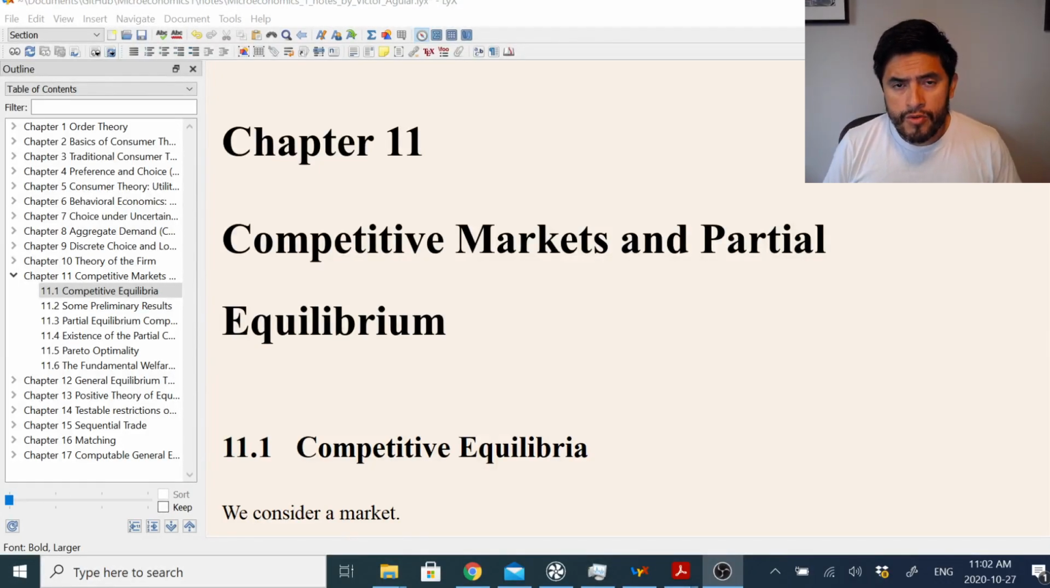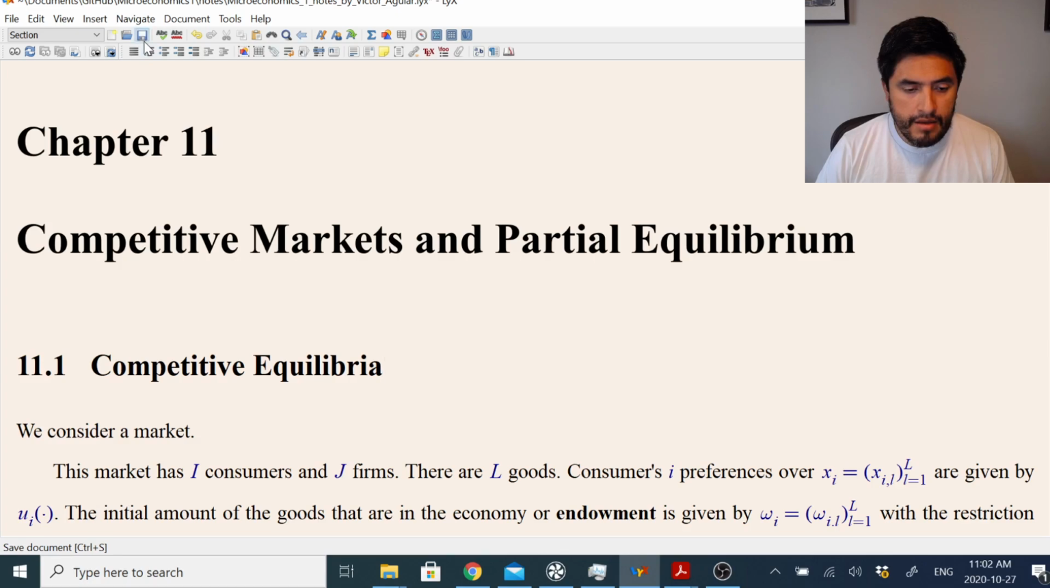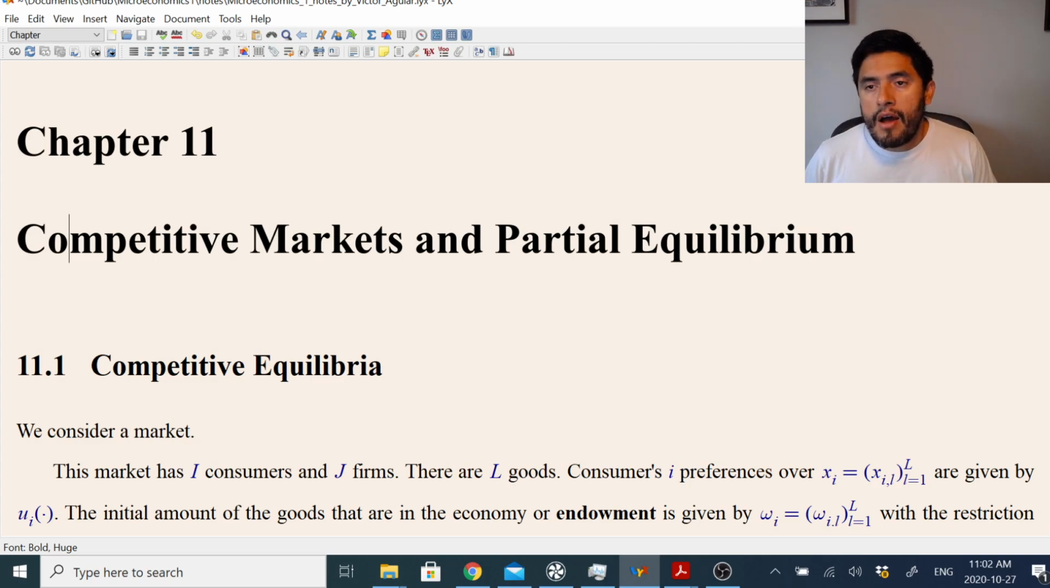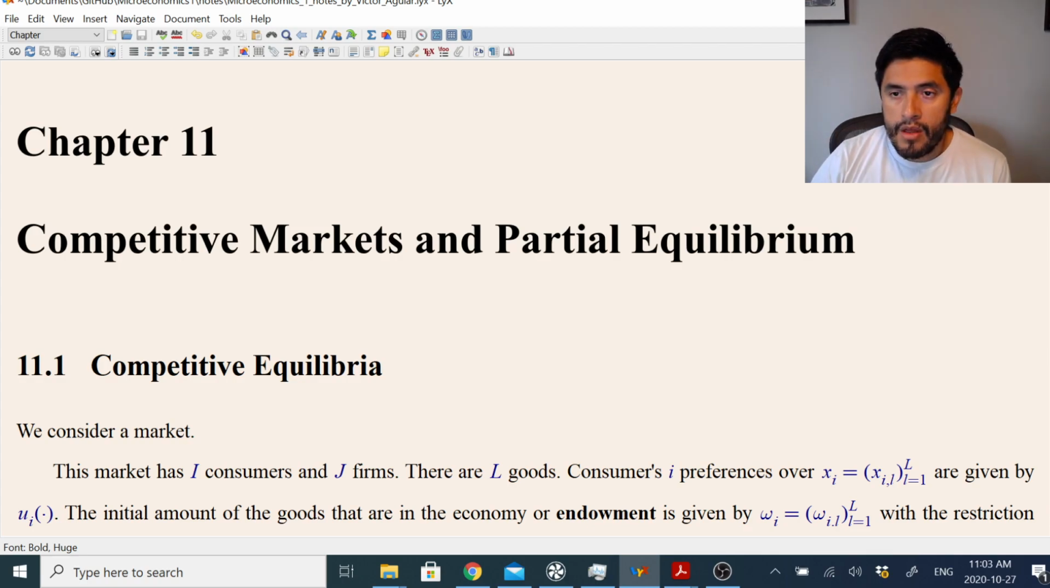Hi, so today we're going to study Chapter 11, Competitive Markets and Partial Equilibrium. This class is basically about the first time we're going to put together both demand and supply in one single environment. Today is important because we're going to be able to do something more than just maximize utility or maximize profit: we're actually going to see how prices are determined in a market, when consumers and suppliers come together.